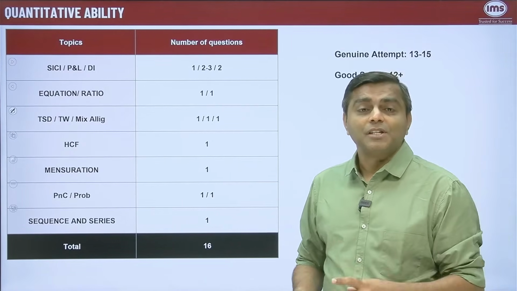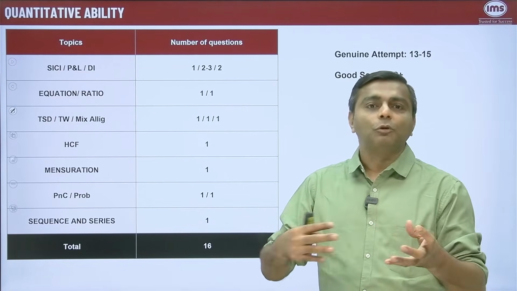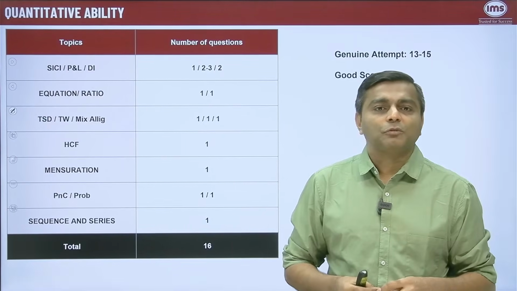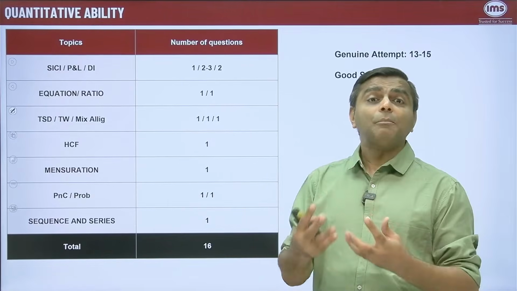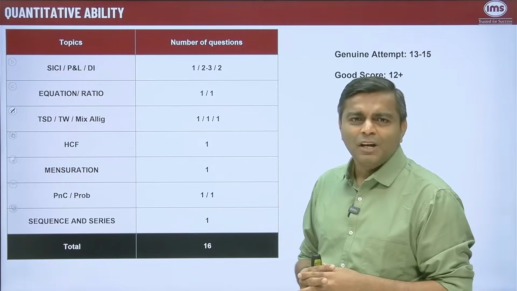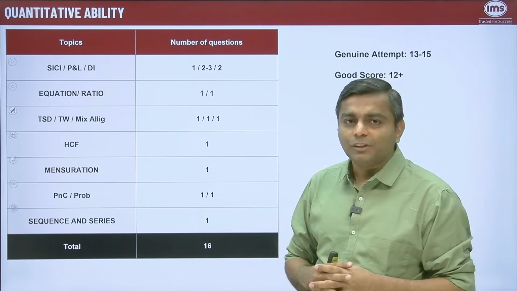PNC, there was one question about 6 people able to do different kinds of work, and therefore how many ways it's possible, something on those lines. Probability also, there was one question. One very basic question on series, nothing particularly pertaining to AP GP, but one very basic question on sequence and series. So that completes the tally of the 16 questions.